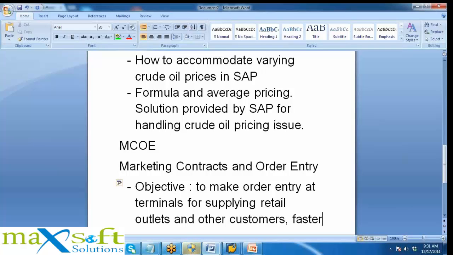At a terminal or depot, you are supplying the product, diesel, petrol and all, to the petrol bunks or gas stations and a few other customers also. So they are coming with a requirement. You are supposed to create the sales order and deliver that. How to make it faster is the objective of the MCOE model.